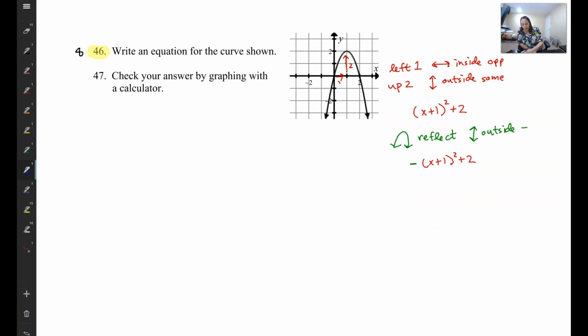Now, something you need to know about parabolas. A parabola from the vertex will usually go down 1 and then to either side 1. That's your typical x squared parabola. To get to the next point, down 1, over 1. This one doesn't fit that.